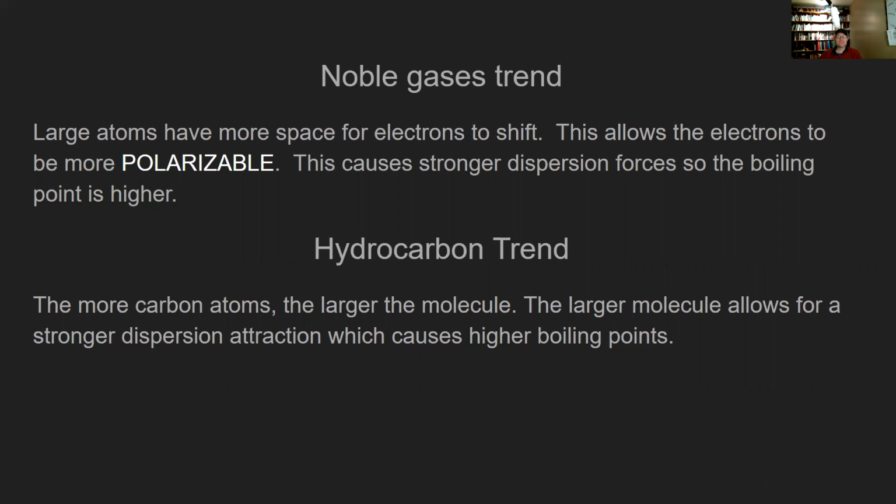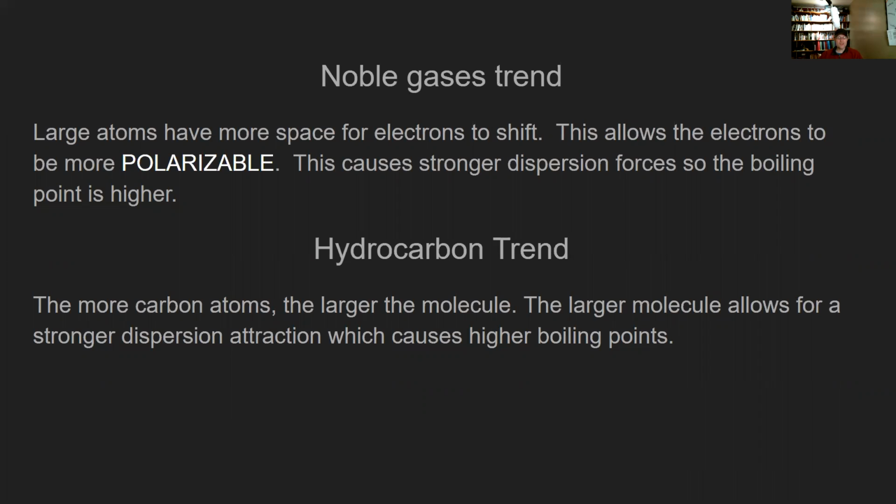So again, just to summarize, noble gases, the larger and the more massive, and generally there's a relationship to mass, but it's better to say the larger volume of the atom. The larger volume of the atom allows the electrons to shift more within it, causing it to be more polarizable. The more polarizable the atom, the higher the boiling point will be.